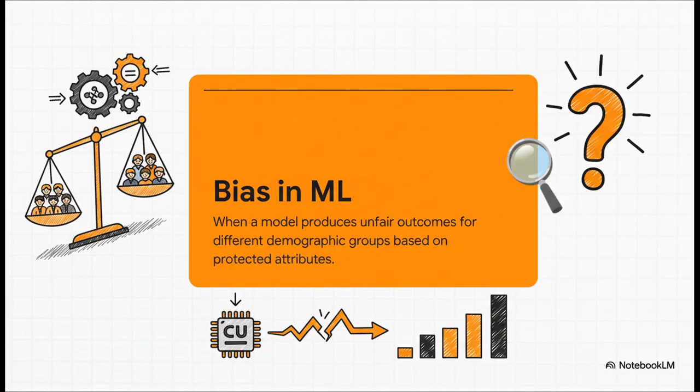Next, let's talk about something incredibly important: bias in machine learning. This happens when a model starts producing unfair results for different groups of people, based on things like gender or age. And let's be clear, this is not just about ticking a compliance box. This is about fundamental fairness.